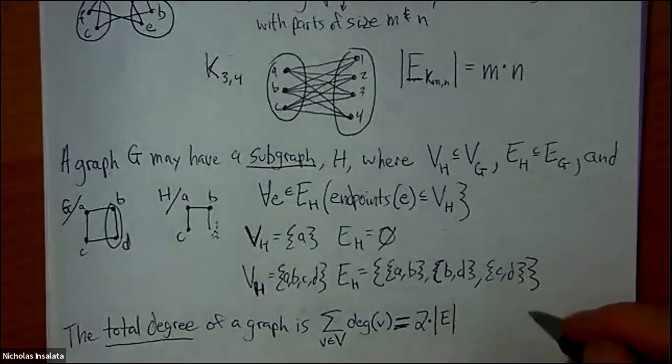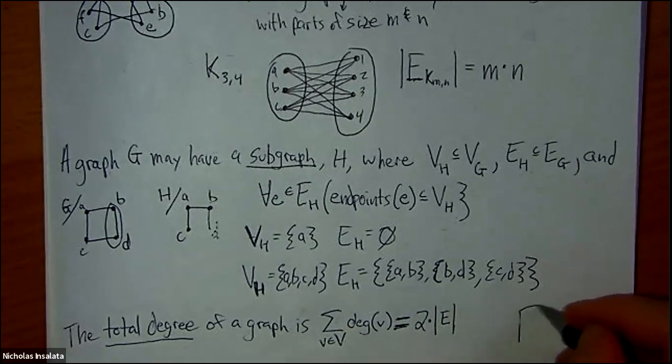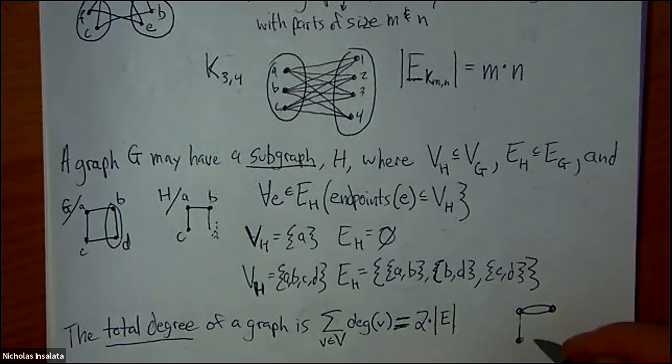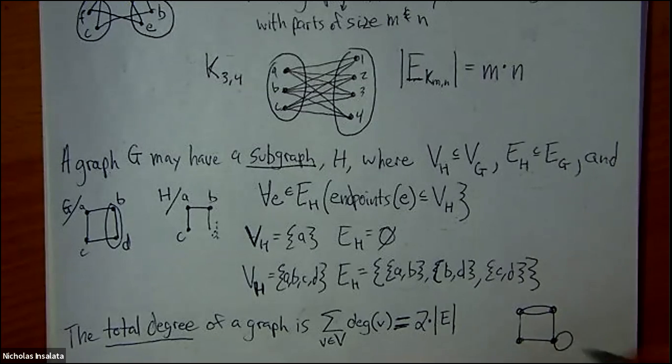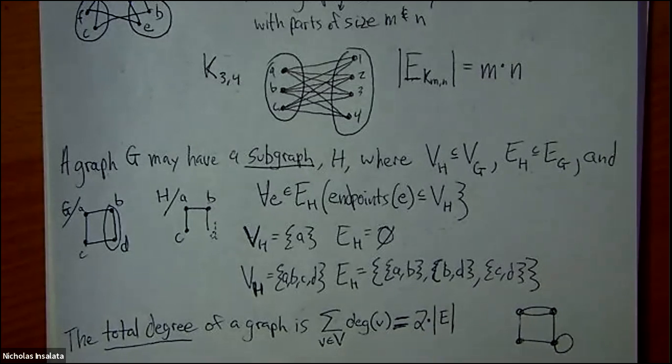So for example, if I had this situation, a little loop on there, right? So here's a non-simple graph. What's the total number of edges?